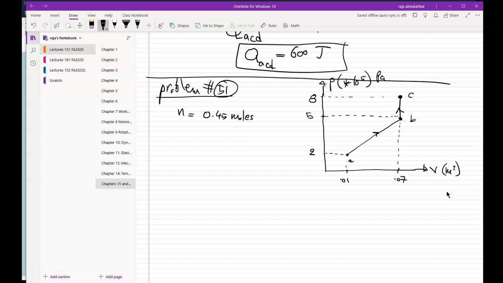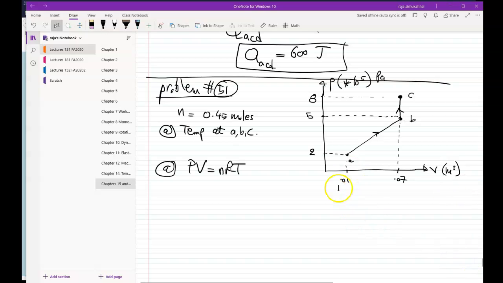Is that plural? I don't know. I'll just leave it plural. Okay, he wants the temperature at A, B, and C. How do we do that? Well, I think this is the easy part. We just go back to PV equals nRT, and R, of course, is the universal gas constant, 8.314, and we have everything, really. Here is the V, here is the P, so I just need to calculate T.